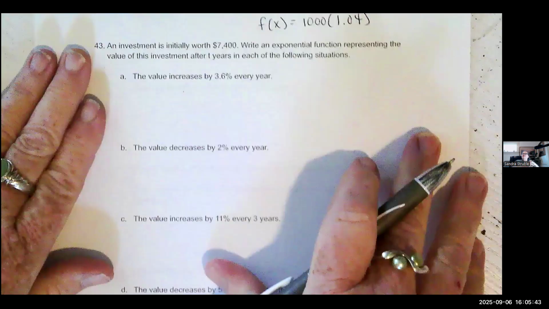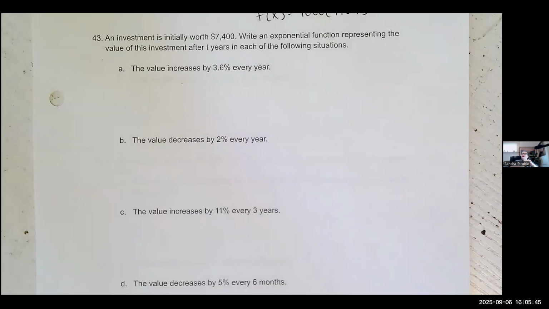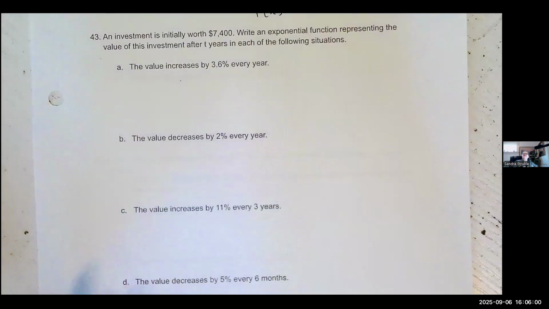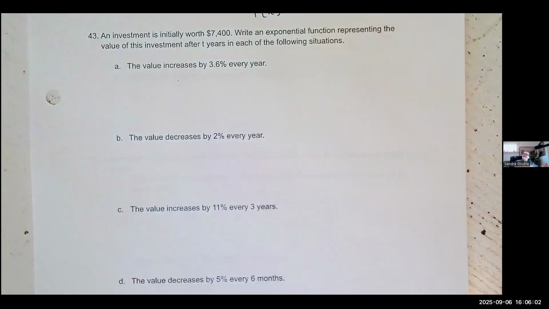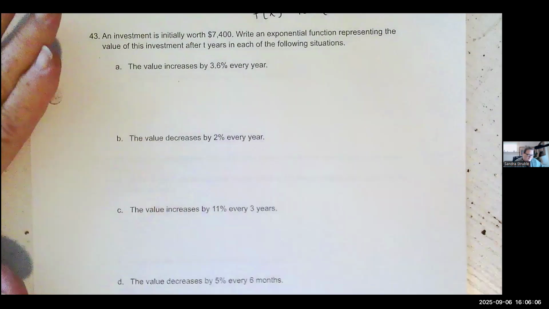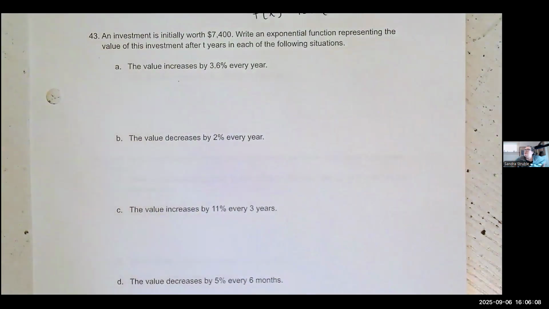An investment is initially worth $7,400. Write an exponential function representing the value of this investment after t years. We're going to use t instead of x in each of the following situations. So I want you to attempt this one, come back, see how you did, one at a time, for each of these. This is going to help you before you get by yourself with your homework.